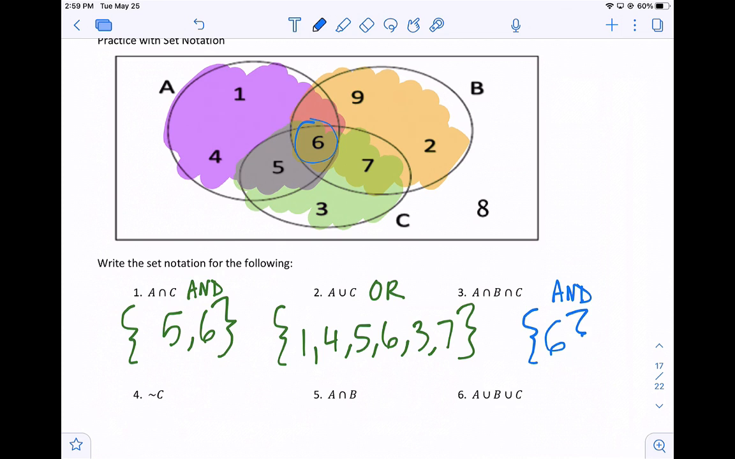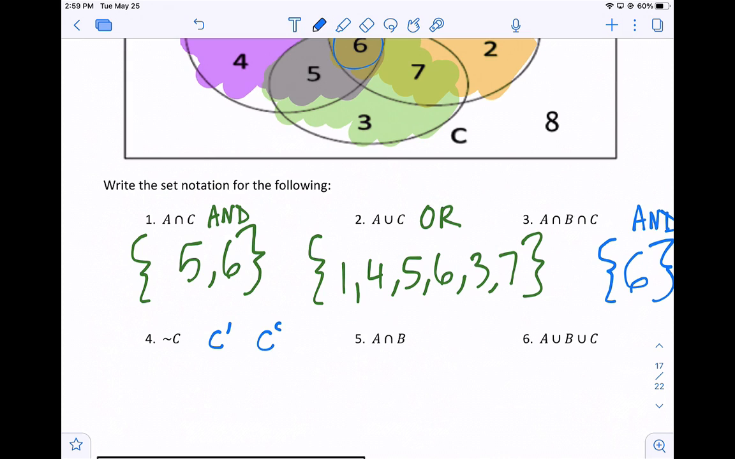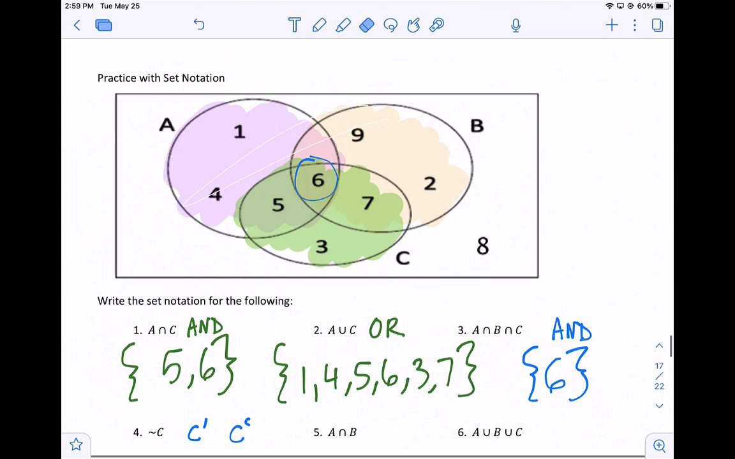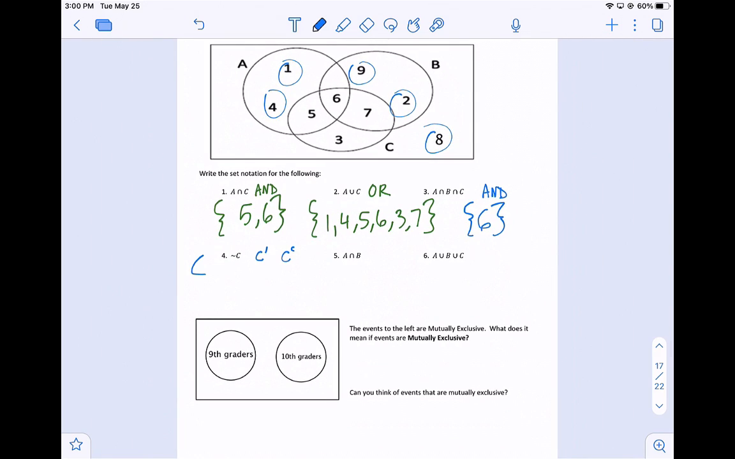Don't need a comma. There's my curly brackets. Okay, so the next one is not C. You might also see it as that or like that, but it means not in set C. So everything not in set C would be the 1, the 9, the 2, and the 8. So here's everything not in set C.